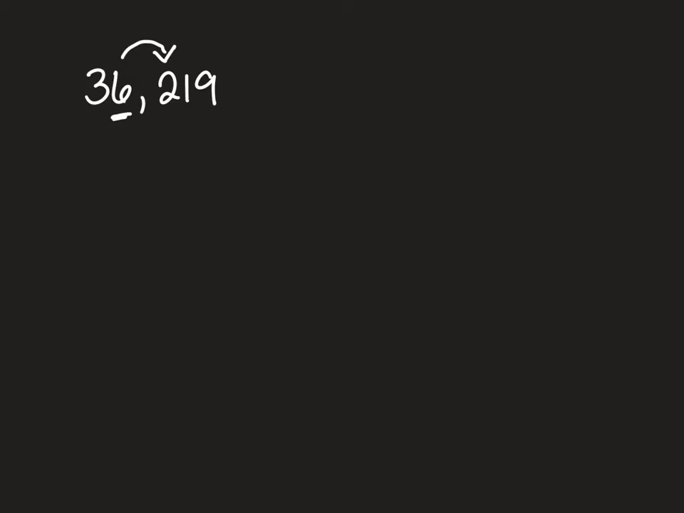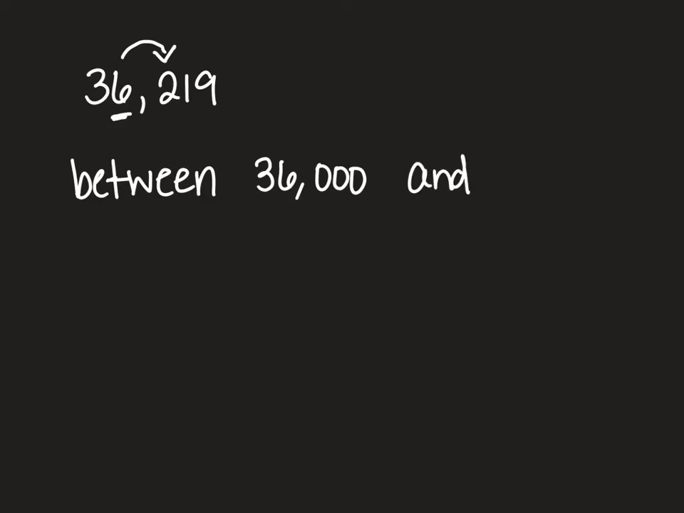Okay, so I know that this number, I'm going to round it, and it's going to be between 36,000 and 37,000. Because I'm rounding to the nearest thousand. So that number, when I'm looking at it, it's going to fall somewhere between 36,000 and 37,000.